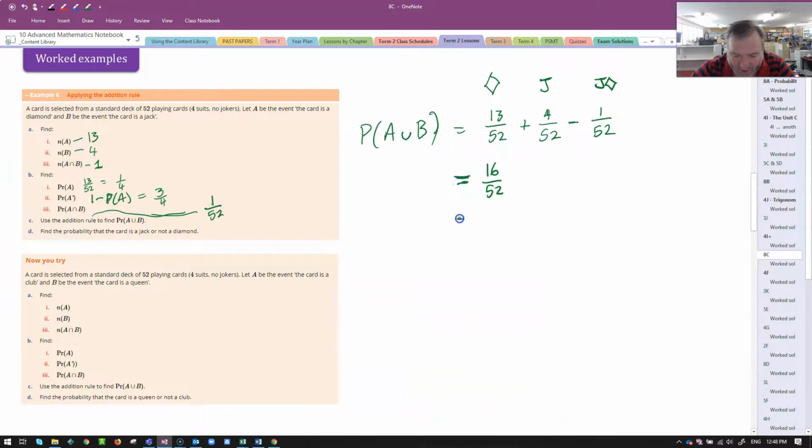Of course, 4 goes into each of those, so we're going to end up with 4 out of 13. Now find the probability that the card is a jack or not a diamond. So not a diamond or a jack. Well, we can use the same method. The number that are not diamonds, 39 out of 52. The number of jacks is still 4 out of 52.